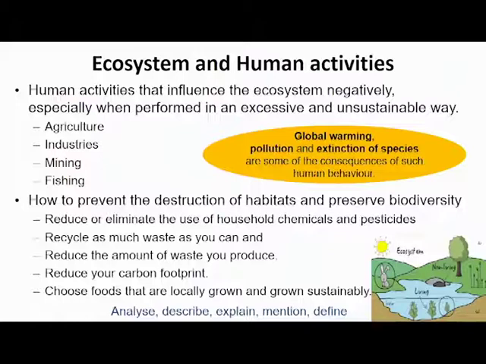You should be able to explain how agriculture can influence the ecosystem negatively. We can also prevent the destruction of habitat and preserve biodiversity, and that can be achieved by reducing or eliminating the use of household chemicals and pesticides. It can also be by recycling as much waste as we can, reducing the amount of waste that we produce, reducing our carbon footprint, and choosing food that is grown locally and sustainably.